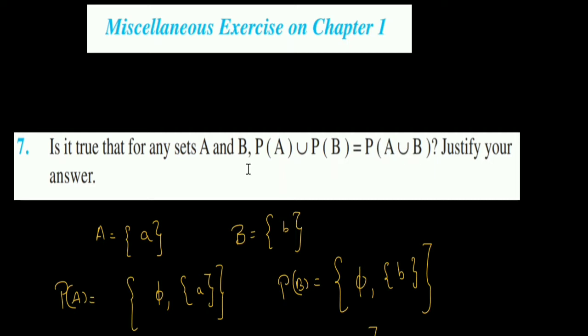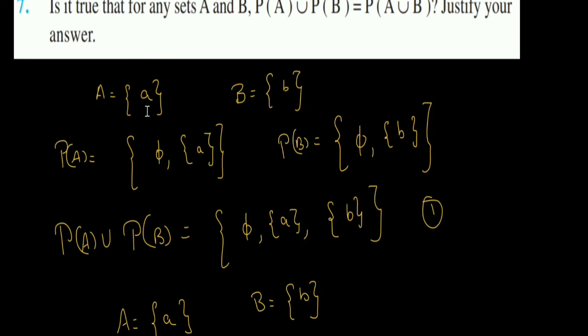Let us take an example. Let us take the set A as {a} and set B has the element b. What is the power set of A? What do you mean by the power set? Power set is the set of all the subsets. So what are the subsets of A? The empty set. The empty set is a subset of all the sets. So the empty set, then the set A itself. What about the set B? The power set of B: the empty set and the set B.